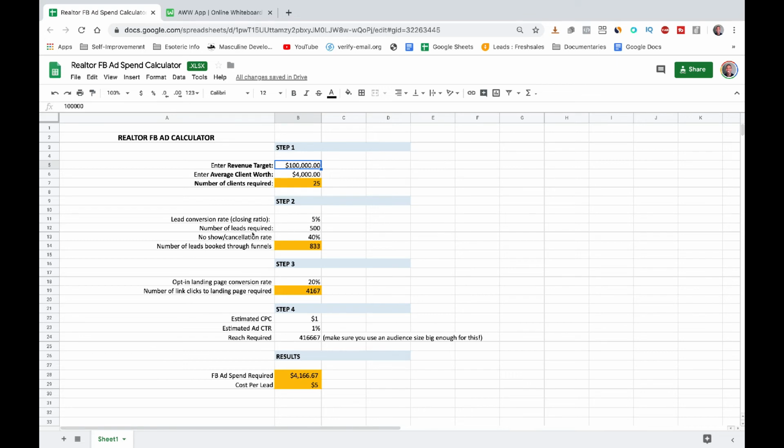If your cancellation no-show rate is around 40%, if your conversion rate is around 5%, if your link clicks and your opt-in, if everything goes accordingly, this is how much it's going to cost you in order for you to get to 100,000.